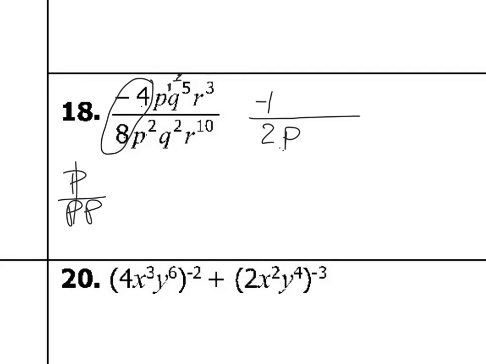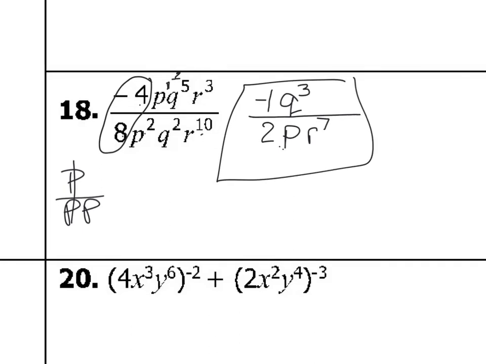All right, q's. This would be 5 minus 2. So I've got 5 on top, 2 on the bottom. That means I have 3 extra on top. My r's, I've got 10 on the bottom, 3 on top. That means I have 7 left over on the bottom. Whatever the difference is, put that where your biggest exponent was. Okay, so this would be your answer.